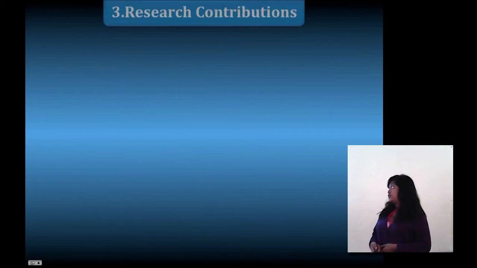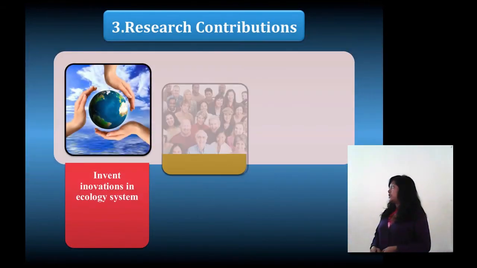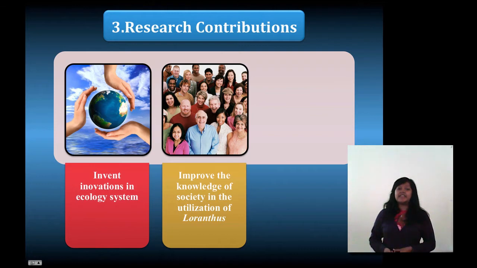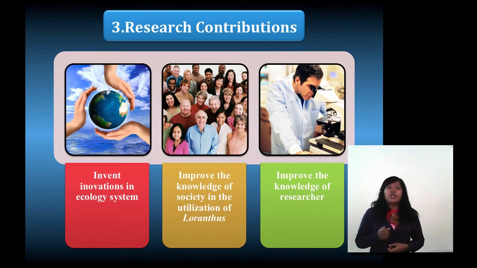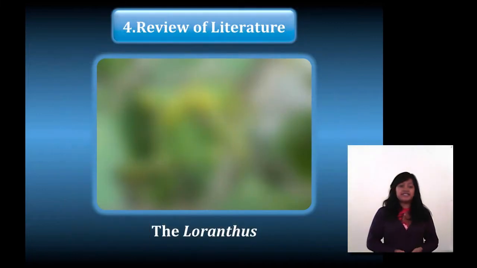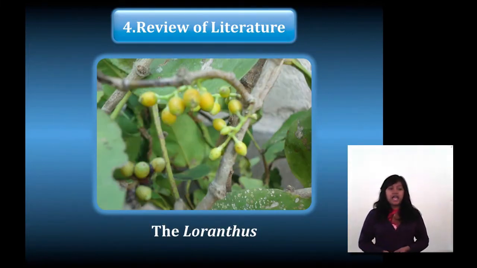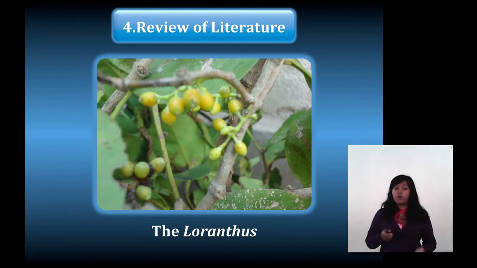My research contribution, first, is innovation in ecology system. Second one is improve the knowledge of society in the utilization of Loranthus. And then third one is improve the knowledge of researcher. This is Loranthus. Loranthus is a parasitic plant that grows on the branches of woody trees, and it belongs to the family of Loranthaceae. Second one is Auricularia auricula. This is the fungi that we observe.